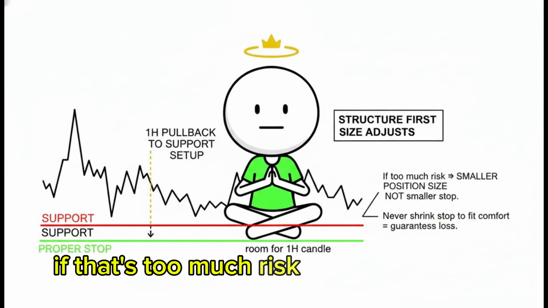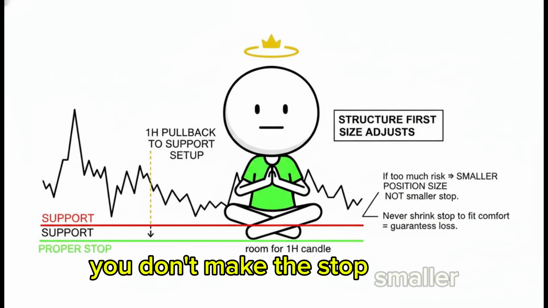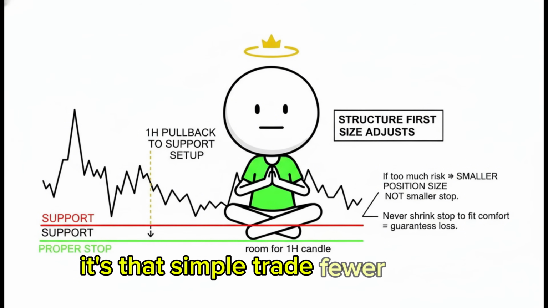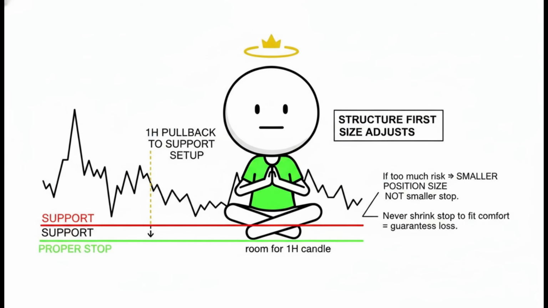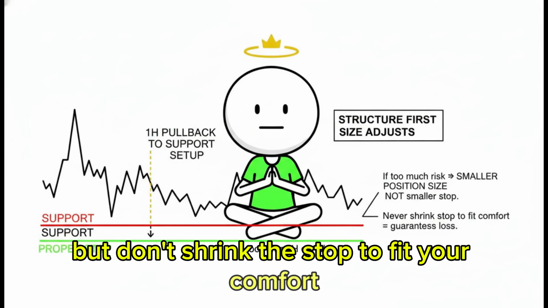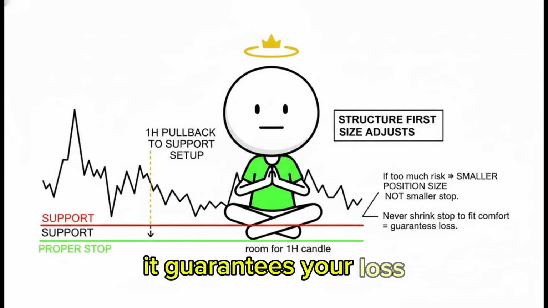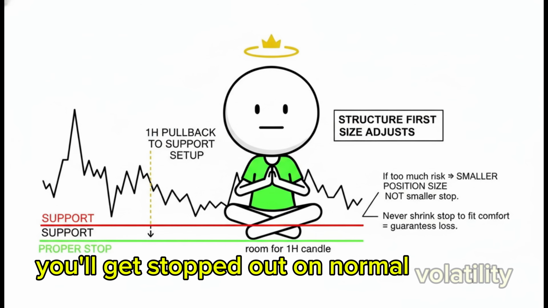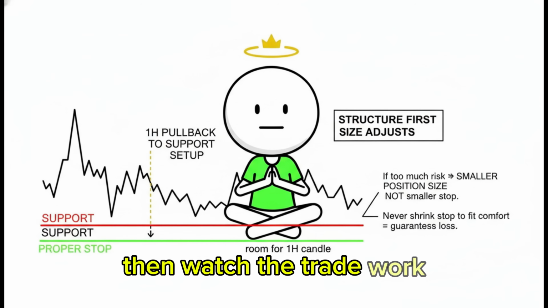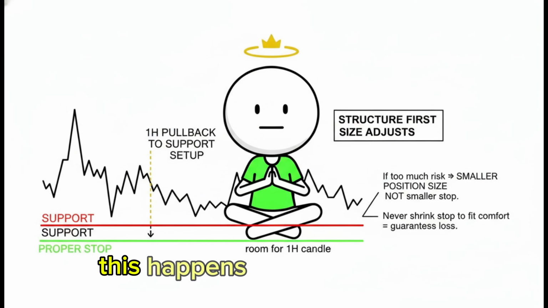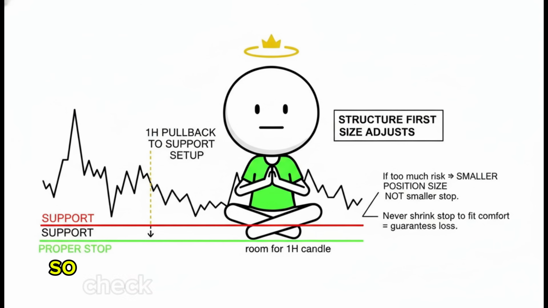If that's too much risk for your account, you don't make the stop smaller. You make your position size smaller. It's that simple. Trade fewer shares, trade fewer contracts. But don't shrink the stop to fit your comfort. Because shrinking the stop doesn't reduce your risk. It guarantees your loss. You'll get stopped out on normal volatility. Then watch the trade work. Every single time you put a 20 pip stop on a 1-hour trade, this happens. Every single time. So check your stop.